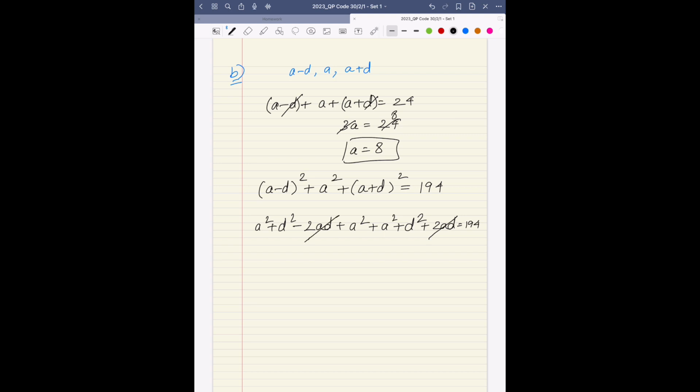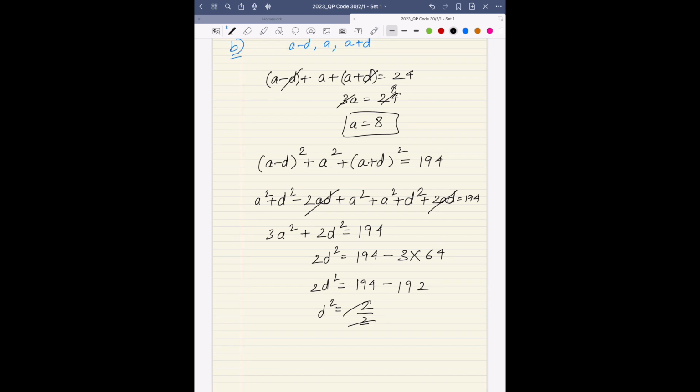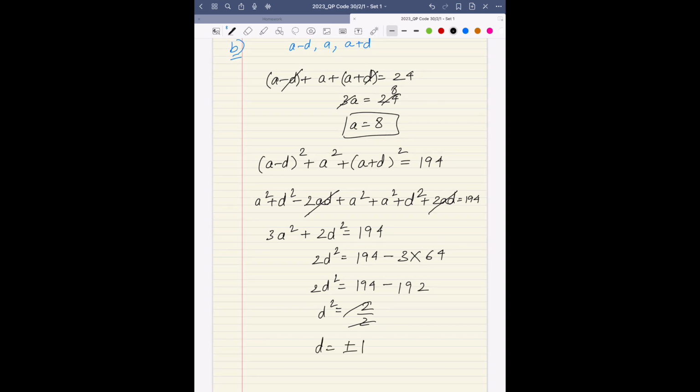This and this gets cancelled. You have 1, 2, 3, 3a square term, so this becomes 3a square. 1, 2, you have 2d square term, so plus 2d square is equals to 194. Right? You need to find d, so keep it here. 194 minus 3a square, a is how much? 8. So 64, or 2d square is equals to 194 minus 64. This is 2d square equals 130. Right? So d square becomes 1, or in short, d is plus minus 1.